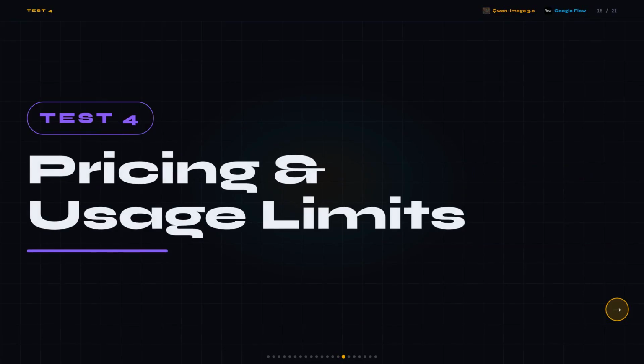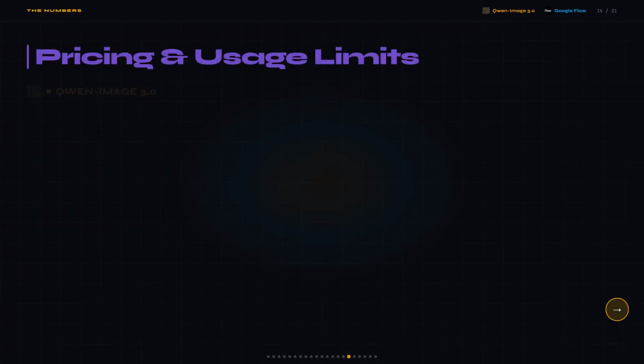Test 4, pricing and usage limits. And this matters because before you commit to any tool, you want to know what it actually costs at scale and whether there's a free tier you can test with before pulling out a credit card. So pricing transparency is a real thing and it's worth paying attention to.